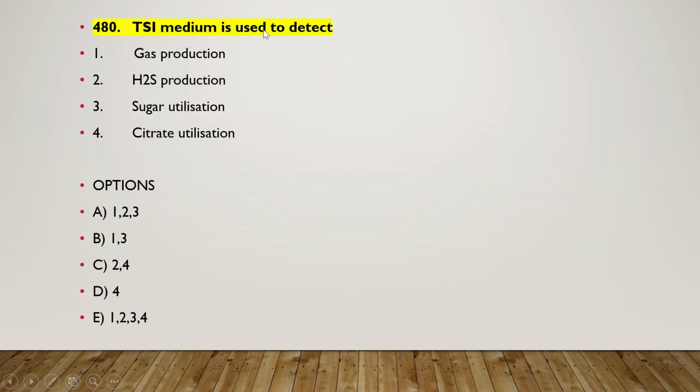So TSI media is used to detect gas production, H2S production, sugar utilization, citrate utilization. Right answer is option A. First three options are correct. That is, TSI medium is used. TSI means triple sugar iron agar media. So that is used to detect the gas production, H2S production and sugar utilization.